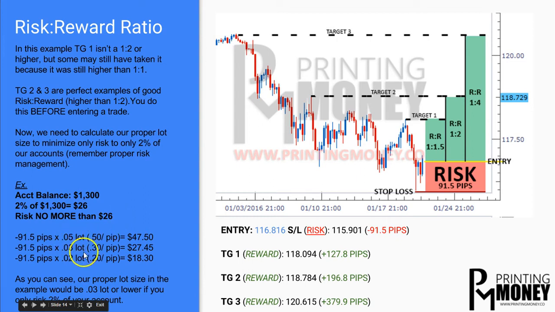So you then go down to a smaller lot size, and you would have come to the conclusion that you would have either used a 0.03 lot or a 0.02 lot. A 0.03 lot was just $1.45 over $26. So a lot of you may have taken it, and there are a lot of more disciplined traders out there that would have just taken their lot down to a 0.02 to only risk $18.30, which is less than $26. As you can see, our proper lot size in this example would be a 0.03 lot or lower if you're only willing to risk 2% of your account.